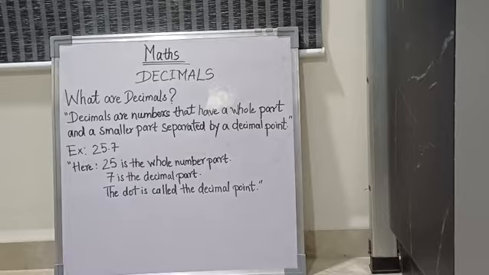a decimal. And the example which is showing in front of us is 25.7, that is also a decimal. Here 25 is the whole number part, and 7 is the decimal part, and the dot is called the decimal point. Okay, so this is a very small introduction of what is a decimal.